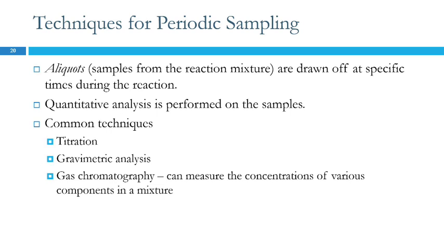Gravimetric analysis. An example of this is you could add something to precipitate out one of those compounds, filter it out, and weigh it to see how much is in there. And that's one way to get the concentration. Or we could use something like gas chromatography. Gas chromatography can be used to measure concentrations of several different things in the mixture.